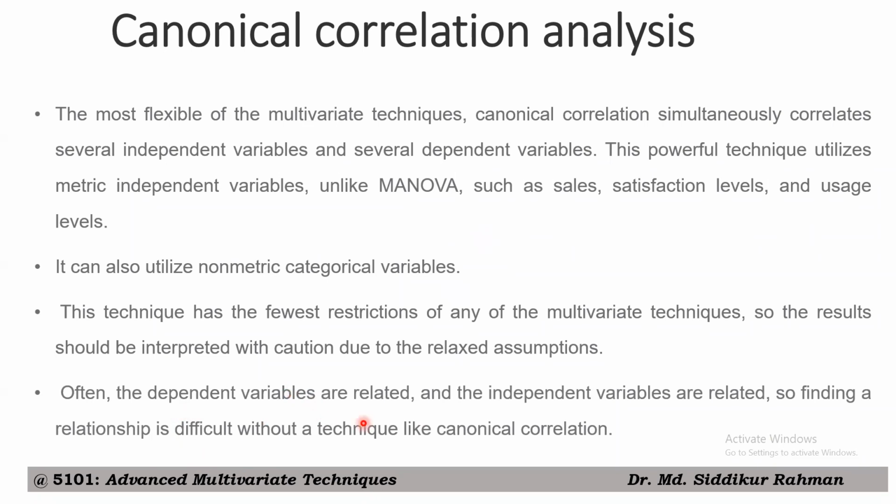Often the independent variables are related, right? And the dependent variables are related also. So finding the relationship is really difficult without a technique like canonical correlation. So in real life, we often observe such relationships, which might be between the independent variables and also between the dependent variables. So if you want to find a relationship in that case, canonical correlation is very useful.